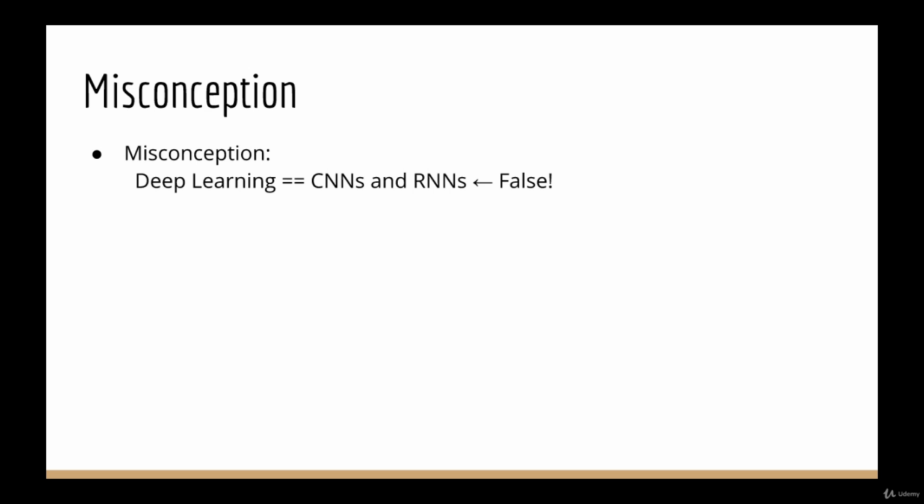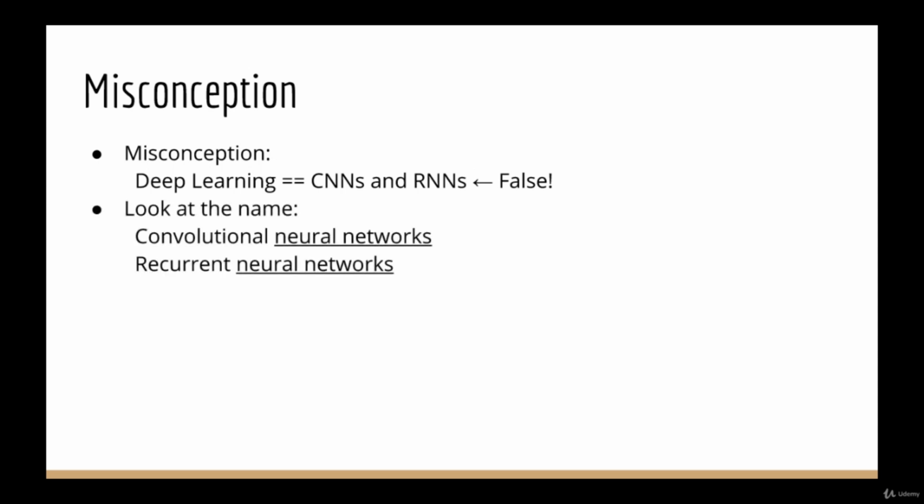The first misconception I'd like to talk about is this. A lot of people assume that to do deep learning, you have to be using convolutional neural networks and recurrent neural networks. This is very wrong. First, if you look at the name, convolutional neural networks, we see that it has the term neural networks. We don't call it convolutional deep learning. Nobody says convolutional deep learning. We say convolutional neural networks. Okay, so studying convolutional neural networks and recurrent neural networks means you're studying neural networks. Of course, it also means you're studying deep learning simultaneously.